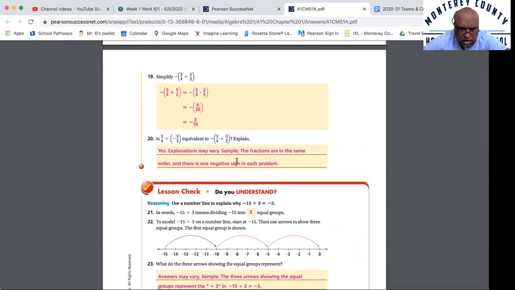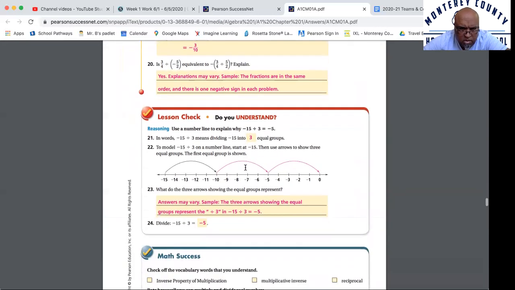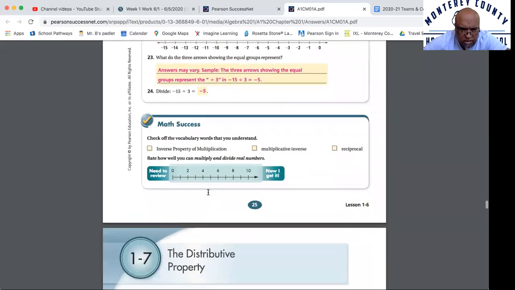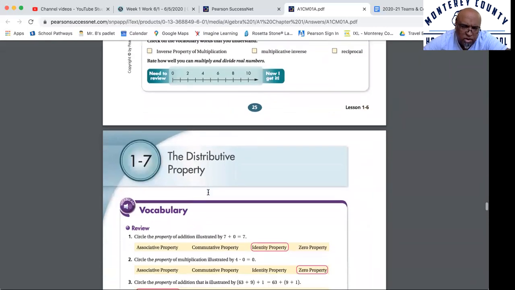The fractions are the same in order, and there is one negative sign in each problem. Question 21 is 3. Question 22, the model shows that you jump over 2 more sections to make a total of 3. Question 23, the 3 arrows show equal groups represent the divide by 3, and negative 15 divided by 3 equals negative 5. Question 24, the answer is negative 5. Feel free again to do the math success part.